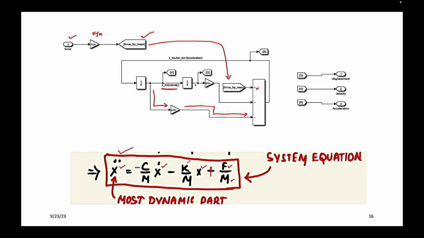Then we have this term which is k by m into x. So here is the x in this system model and x represents the displacement. Here k by m is being multiplied and this is the outcome that needs to be subtracted from the entire system equation. So here we have all these terms reflected in the model, and this is how this entire model represents this system equation. Here this one is x double dot, and whatever applied force we give, we get the corresponding displacement, velocity and acceleration as the output from the model.